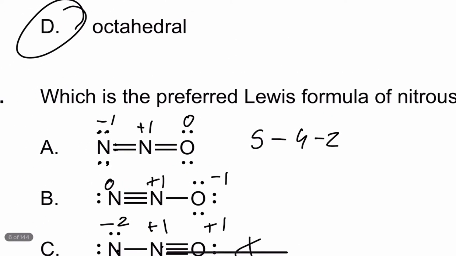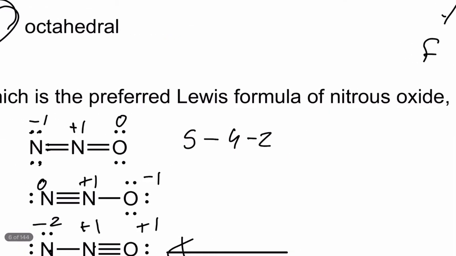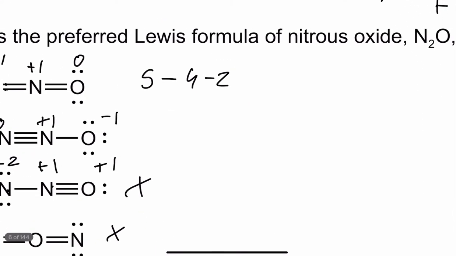But what about A and B? They look pretty similar, right? You might think you're just guessing at this one because they look similar. But when you have something like this, you have to look at the negative charge. There's a rule for formal charges that many people don't know about. I'm going to write it here.